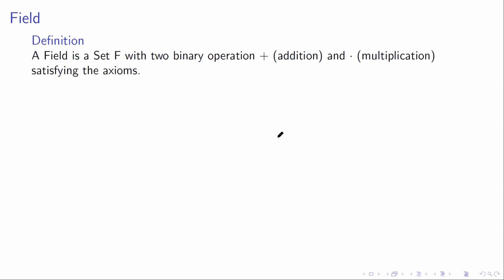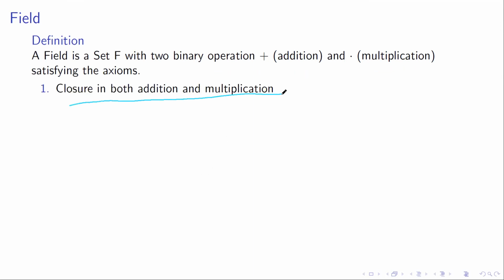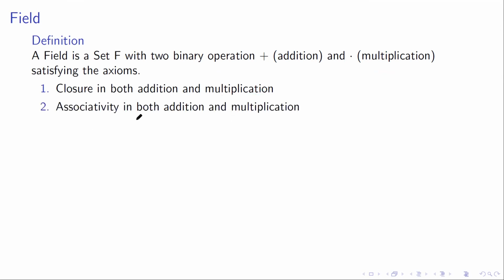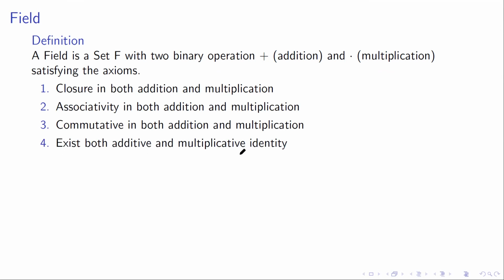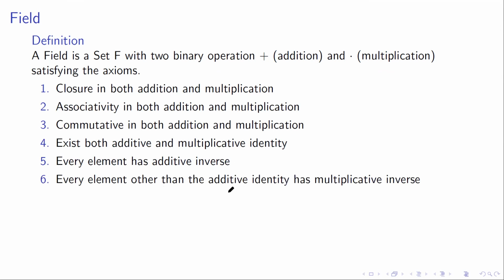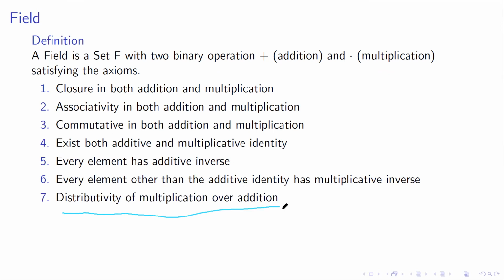Okay, field. What is a field? A field is basically just a ring, but with additional properties. A field is a set F with two operations, addition and multiplication, that satisfy the axioms. What are the axioms? Closure in addition and multiplication, associativity in addition and multiplication, commutativity in addition and multiplication, existence of both identities, every element has an additive inverse, every element other than the additive identity has a multiplicative inverse, and distributivity of multiplication over addition. So this is a field.